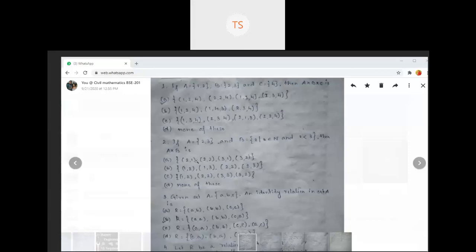So you can mark option A as the correct option. Here I have not written the correct option, so option A is the correct option. Okay.